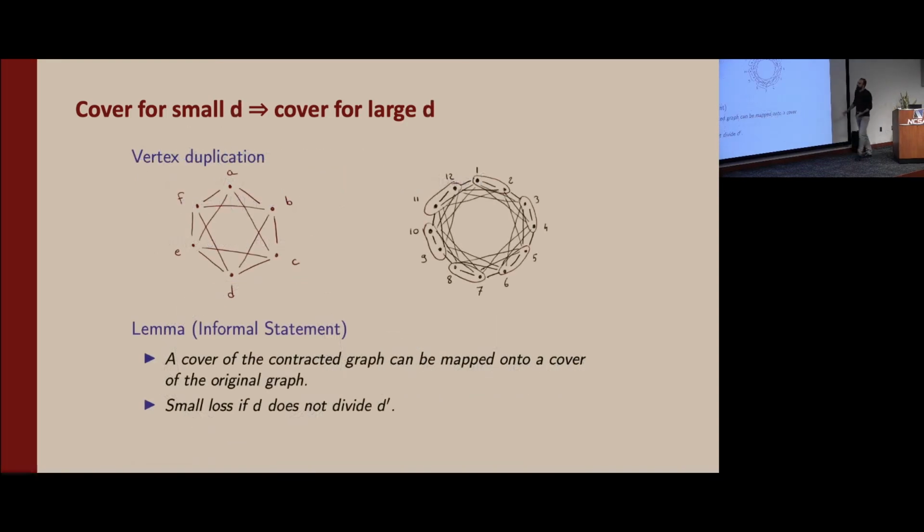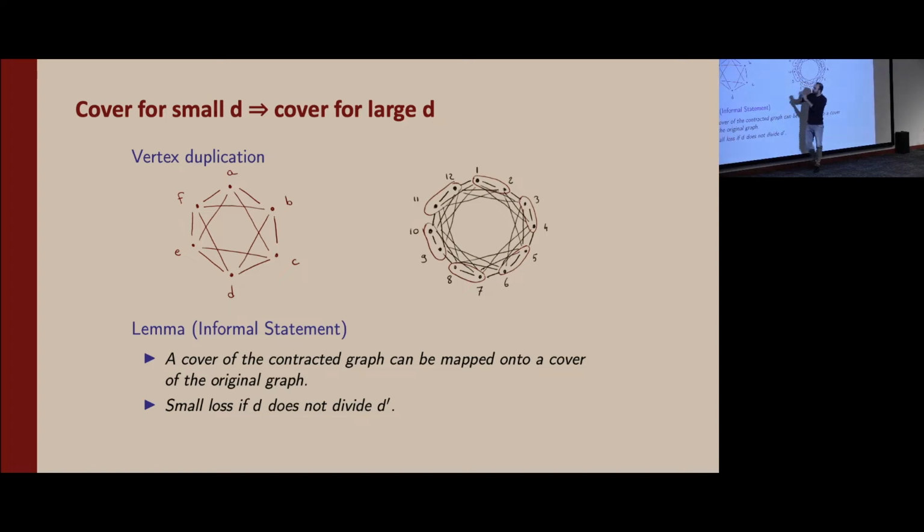There is another gadget that we come up with, and that's vertex duplication. Imagine you have a small cover for some small d. If you duplicate the vertices, you will get a cover for 2d. You can also put 3 vertices and so on. So that will also give you another gadget to go from small constructions to large constructions.